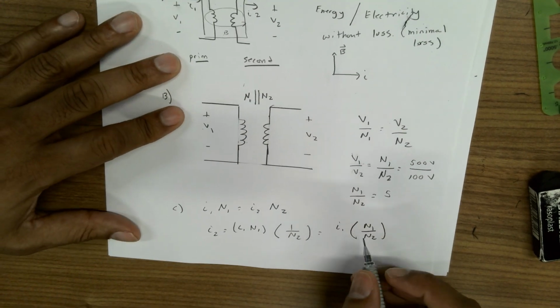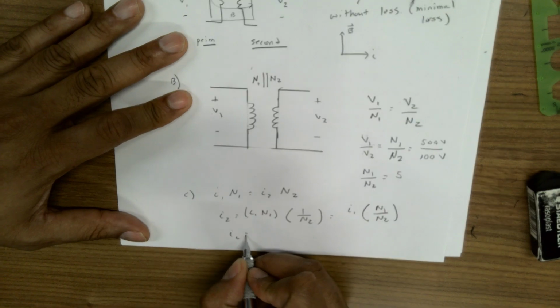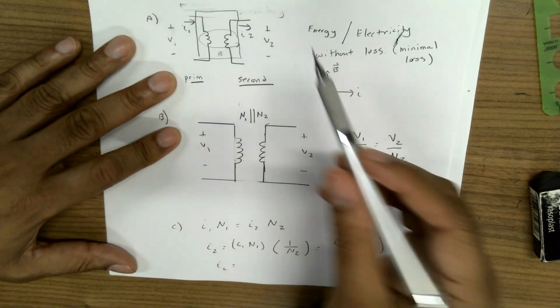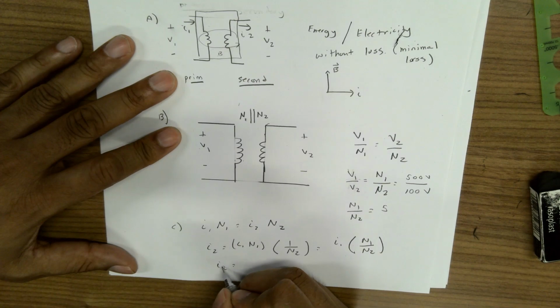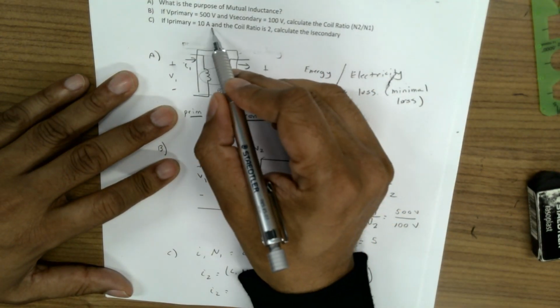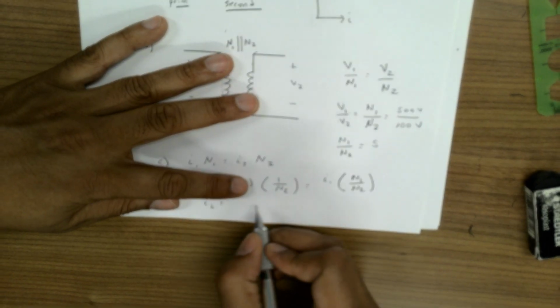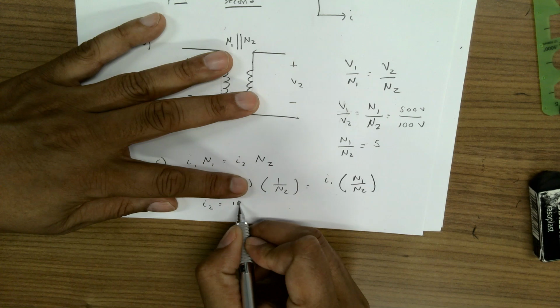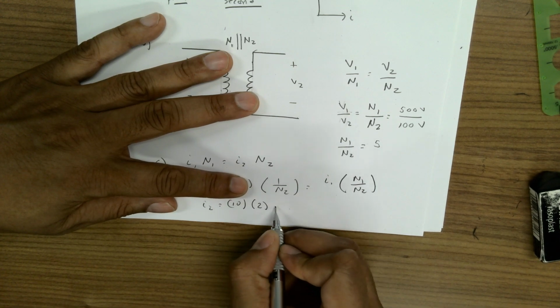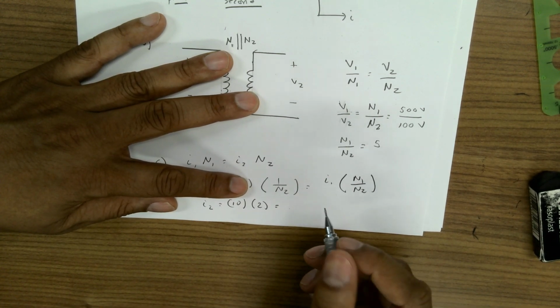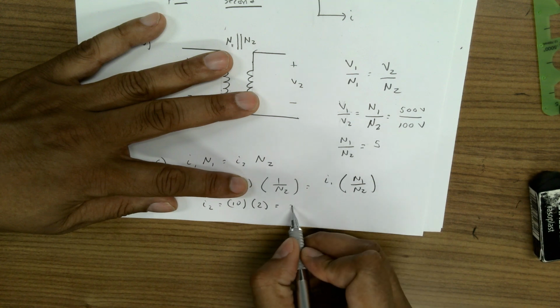So we say that I2 is equal to, I1 is primary, I2 is secondary. So this is 10 amps is primary, coil ratio is 2. So this is 10 times the coil ratio, which is 2, right? And so we have 20 amps.